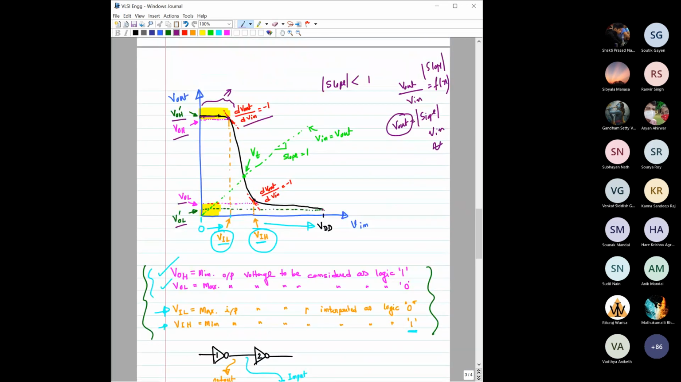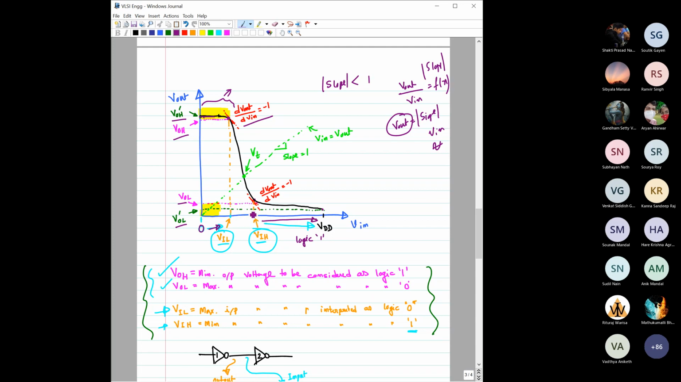So what is the logic for the input voltages between VIL and VIH? What logic do we consider for those input voltages? I have said that voltage from here to here is considered as logic 0, and voltage from here till here is considered as logic 1. No, sir, in between VIL and VIH, why are we not choosing?